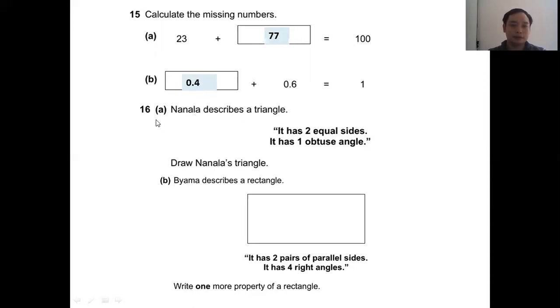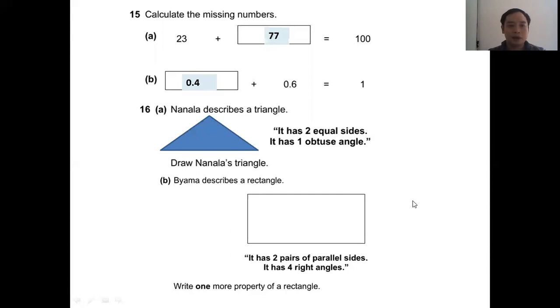Question 16. Nethra describes a triangle. It has 2 equal sides. It has one obtuse angle. Draw Nethra's triangle. So it will look like this. So here you have 2 equal sides, and on top here you have one angle that is bigger than 90 degrees. So this angle, we call it an obtuse angle.